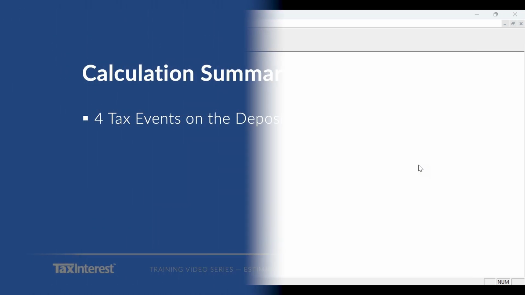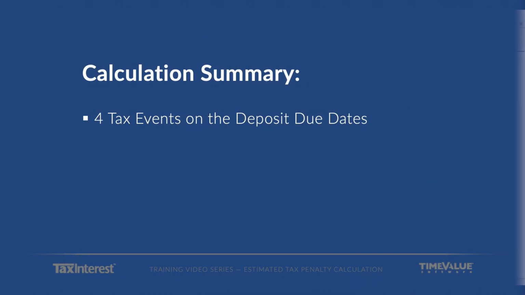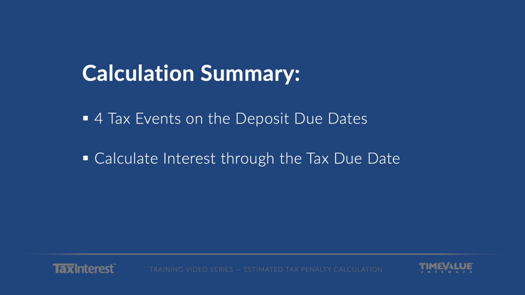So it's a very simple calculation to do. Basically, 4 tax events on the deposit due dates, calculate the interest through the tax due date, and your interest amount is your estimated tax penalty.